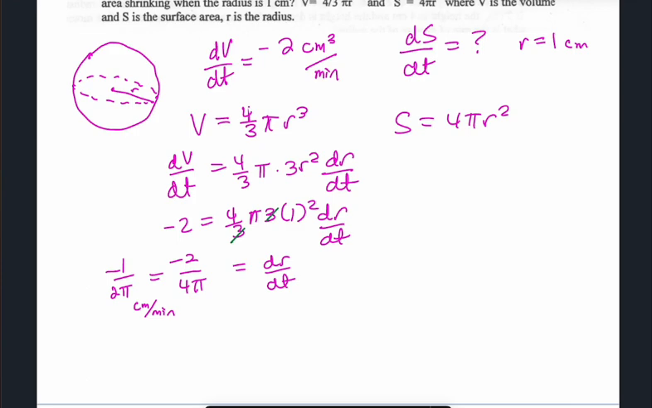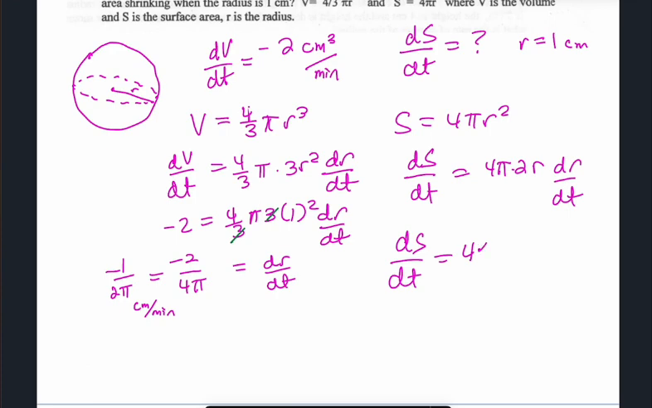Okay, so now let's go to our surface area formula. We know dS/dt equals 4 pi 2r times 2r dr/dt. Well, we know all those things, right? We know r, 1. We know dr/dt, -1 over 2 pi. We got it, okay? So dS/dt is what we were looking for.